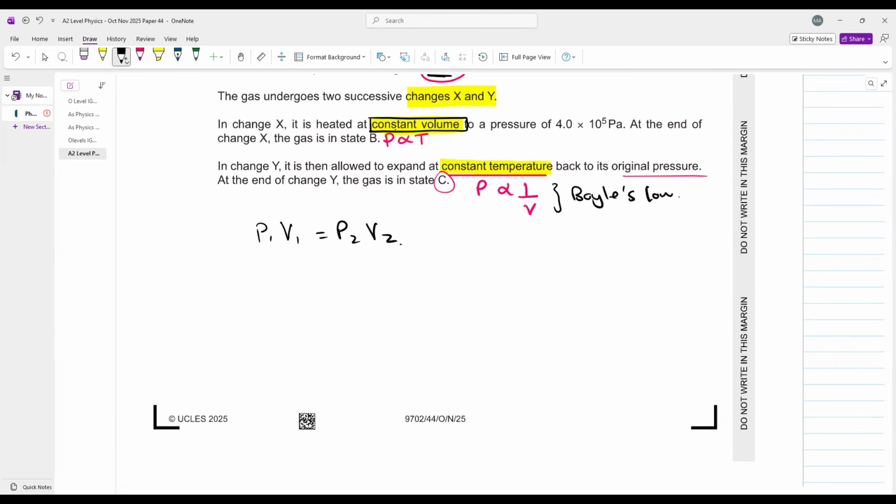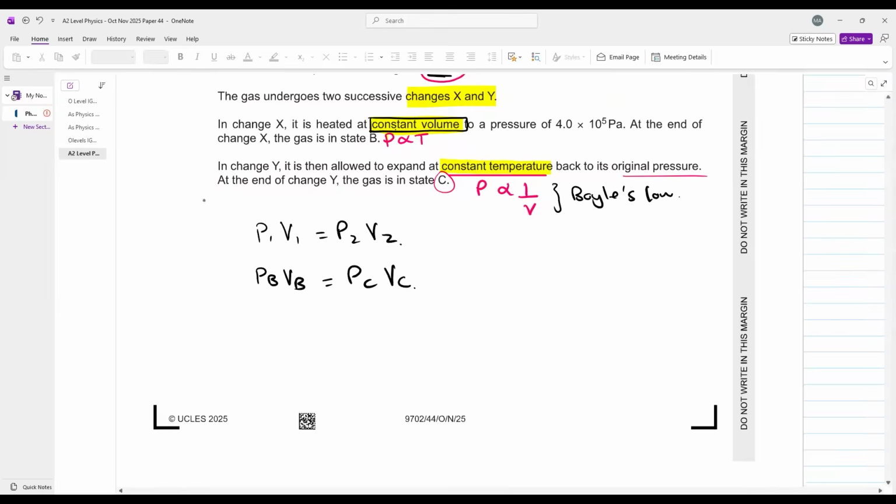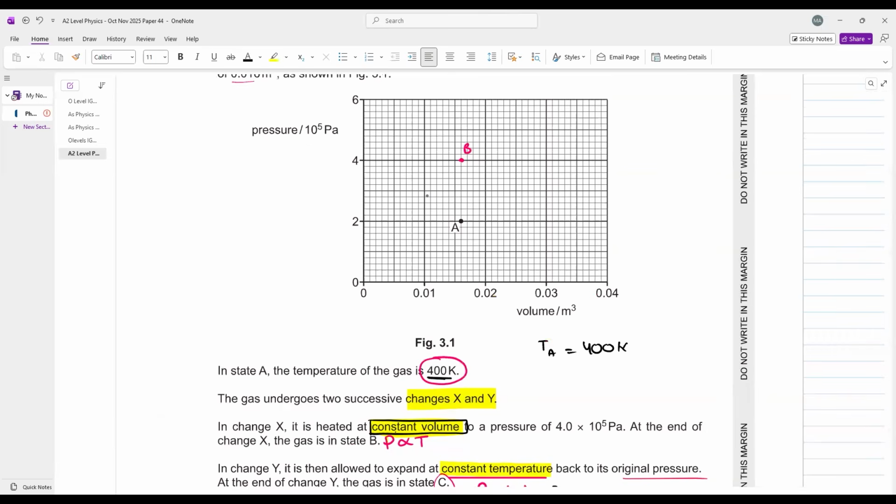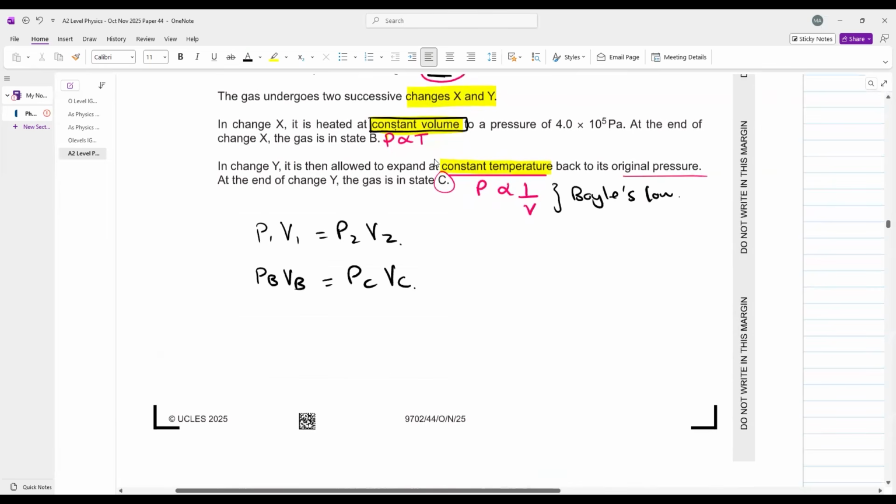Do you have the pressure? Acha, how will we change this according to our scenario? Pressure at state B into the volume at state B is equal to the pressure at state C multiplied by the volume at state C. बेटा अगर आप देखो तो B पे आपका pressure क्या है, 4 into 10 to the power of 5. B पे volume क्या है, 0.16. तो 4 into 10 to the power of 5 into 0.16.